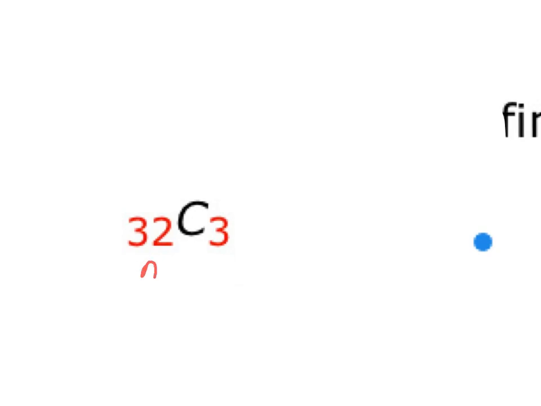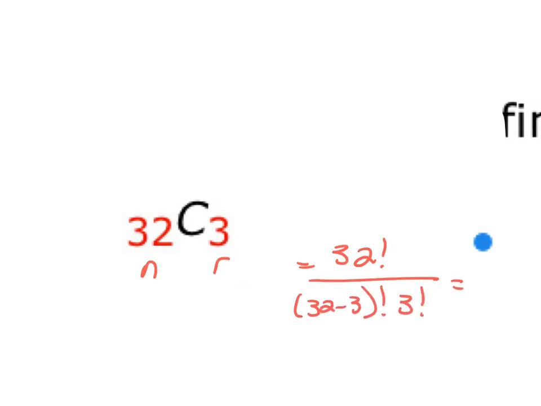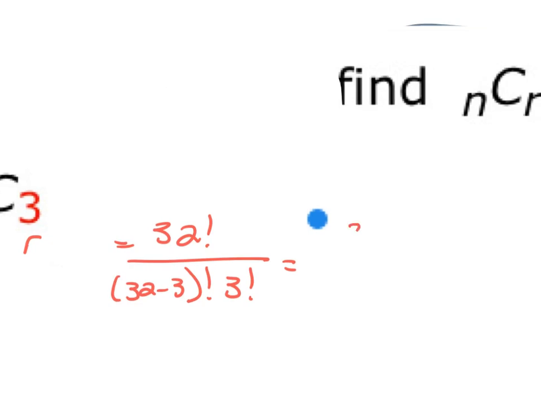Same thing here. Here's my n. Here's my r. So I have 32 factorial over 32 minus 3 factorial, 3 factorial. What's 32 minus 3? 29. Right? Mm-hmm. So, oh, what is wrong with my iPad? 32 factorial, and then I have, no, sorry, I meant to write that out.